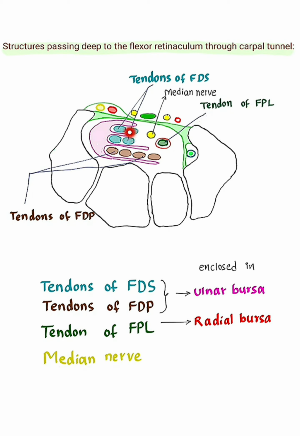Tendons of flexor digitorum superficialis and tendons of flexor digitorum profundus are enclosed in a synovial sheath called ulnar bursa. Tendon of flexor pollicis longus is enclosed in a synovial sheath called radial bursa.